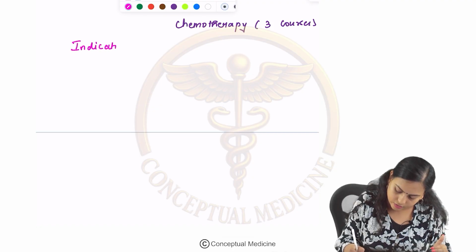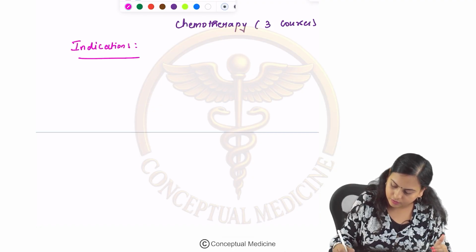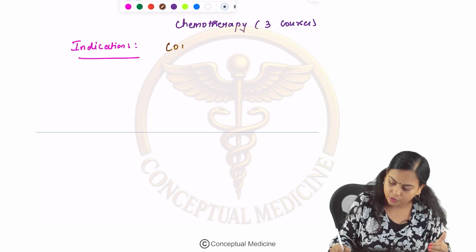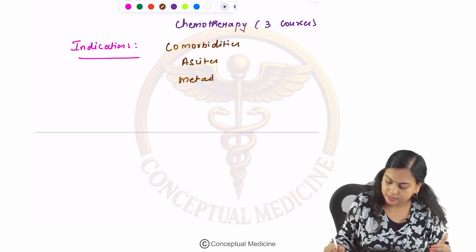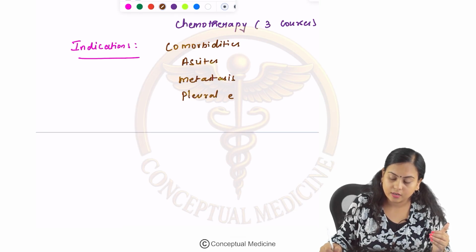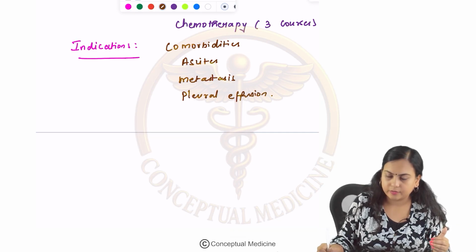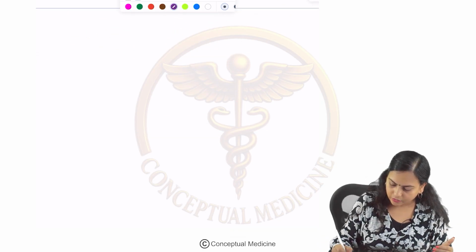Now, what are the indications of doing this interval debulking surgery? Indications will include if she has any comorbidities or ascites, metastasis or pleural effusion. Clear?